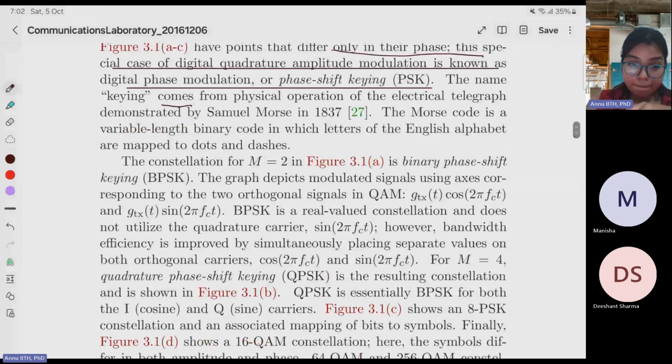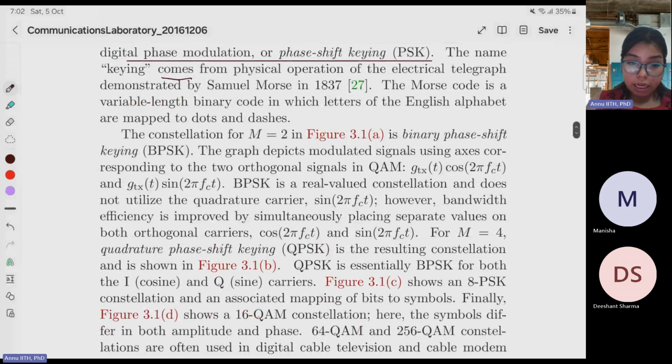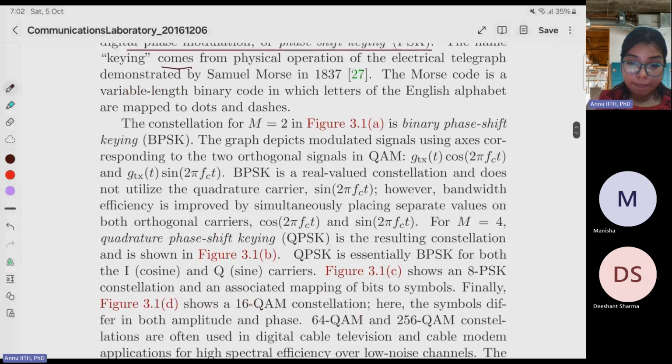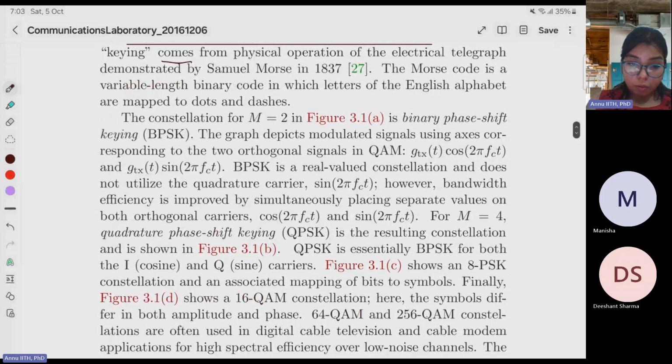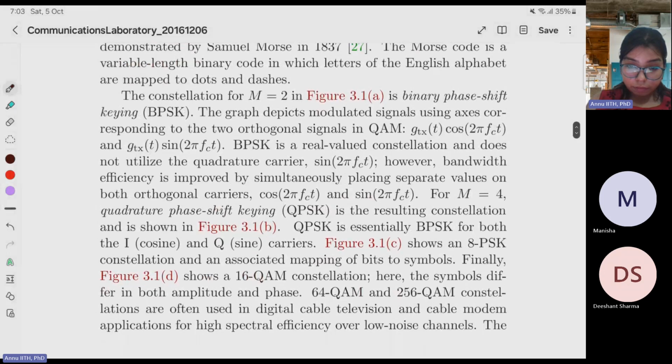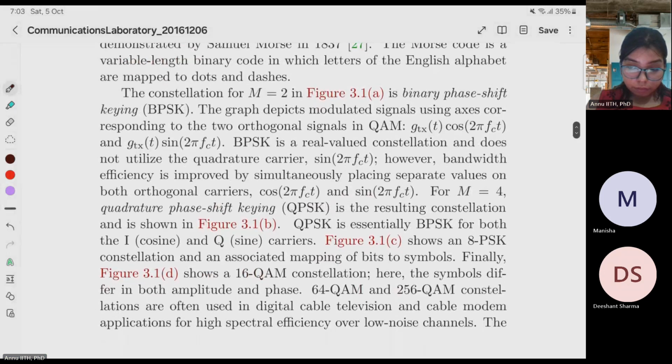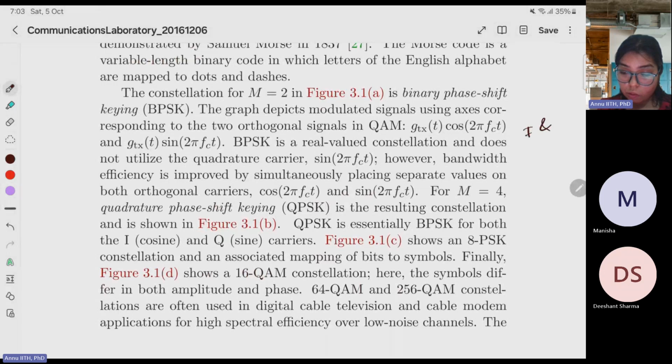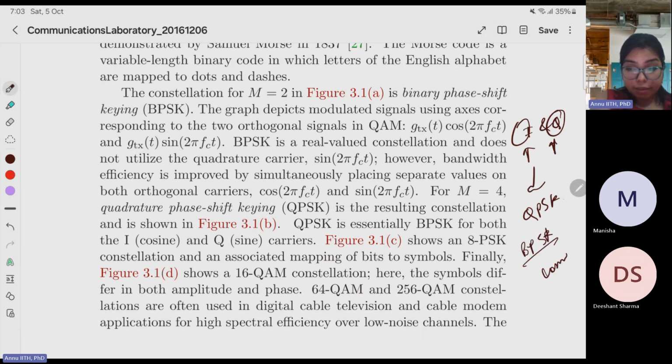So for M equals 4, the resulting constellation is quadrature phase shift keying, and QPSK is essentially BPSK for both cosine and sine carriers. You understand this? In QPSK you have I and Q components, and it utilizes both sine and cosine carriers, so it becomes QPSK. But in BPSK, you will have only the cosine carrier, not the sine carrier.